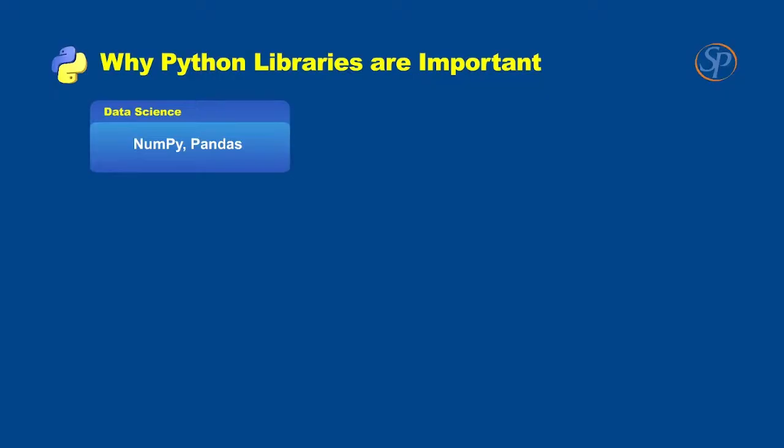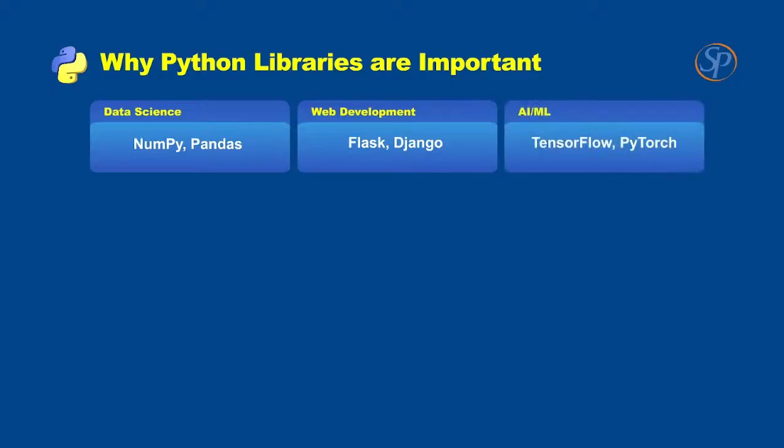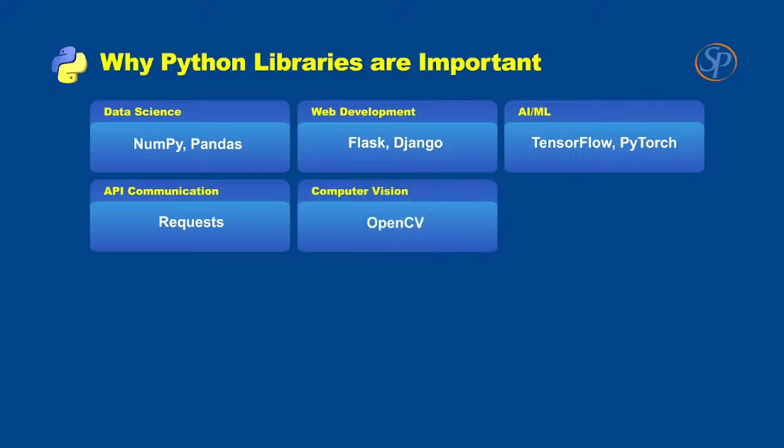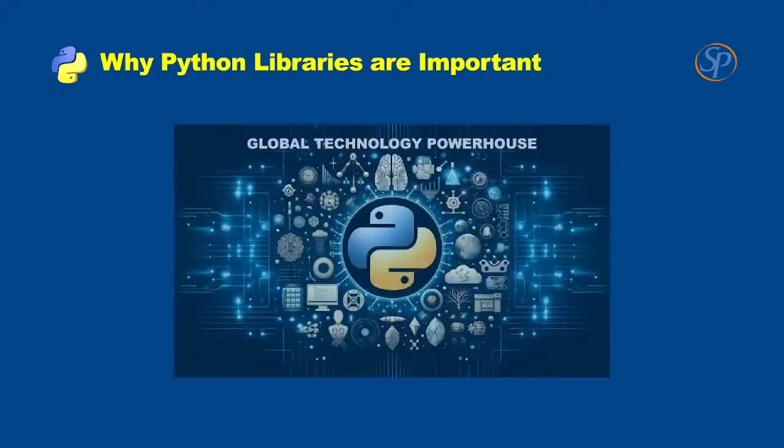Examples: NumPy and Pandas for data science, Flask and Django for web development, TensorFlow and PyTorch for AI and ML, Requests for API communication, OpenCV for computer vision. These libraries transform Python from a simple language into a global technology powerhouse.